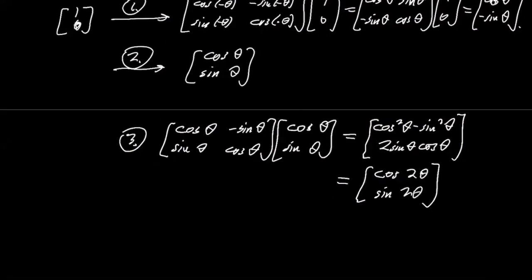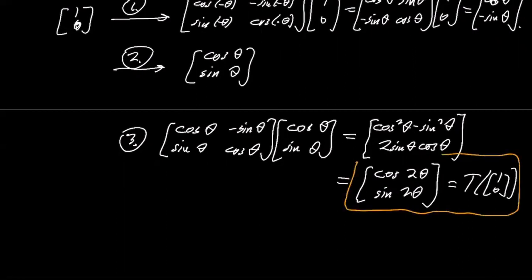And so kind of astonishingly, that's where 1, 0 goes. This is T of 1, 0. And so that's really the first column of the matrix of this reflection. It's like that. Okay.